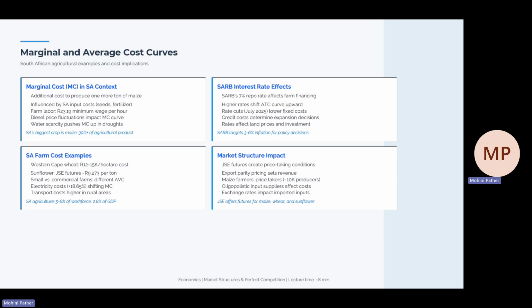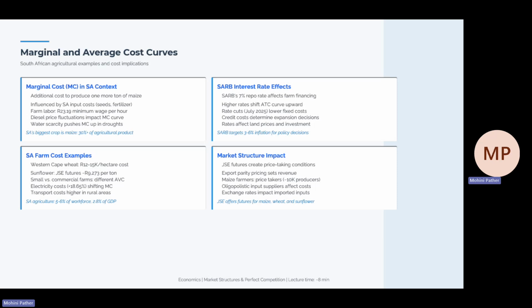Water scarcity again pushes up the cost. Why? Because we've had droughts, and our biggest crop, which is maize, 30% of our agricultural product, is quite heavy on water, and now we have water scarcity. So, the South African cost examples.